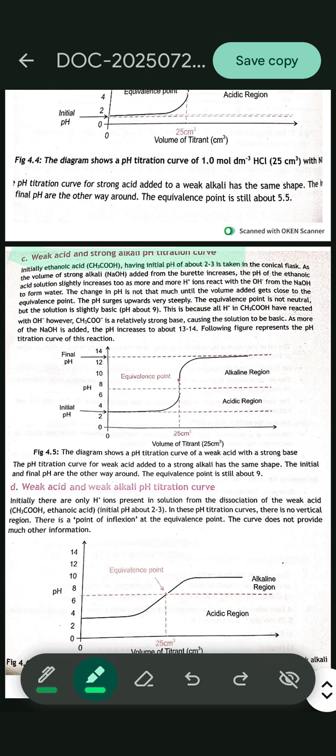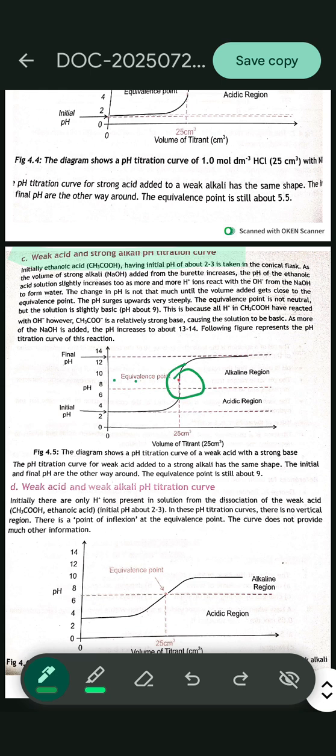The equivalence point is not neutral, but the solution is slightly basic. This is because all the H+ in acetic acid have reacted with hydroxyl ions. However, CH3COO- is a relatively strong base, causing the solution to be basic. As more NaOH is added, the pH increases to about 13 to 14. So this is the curve. Initially the pH is in the acidic region, but the equivalence point is achieved at about pH 9.